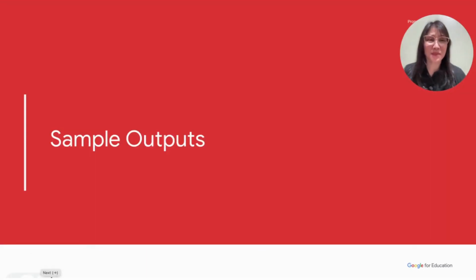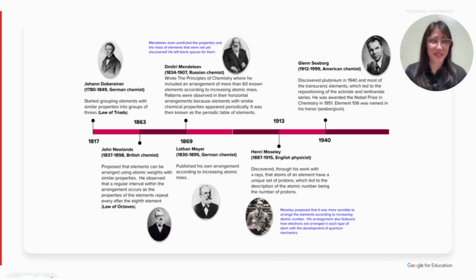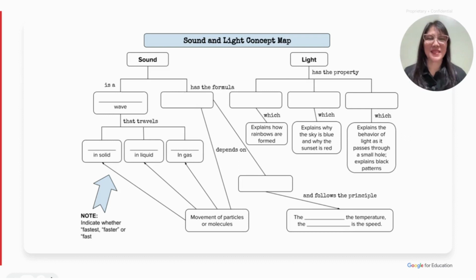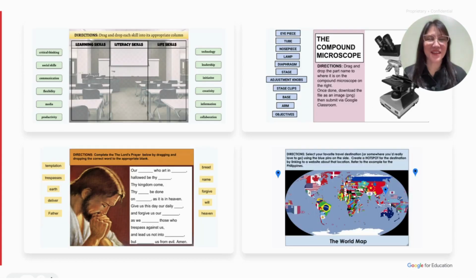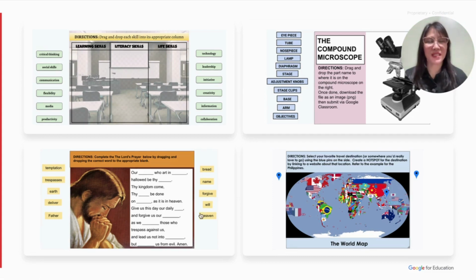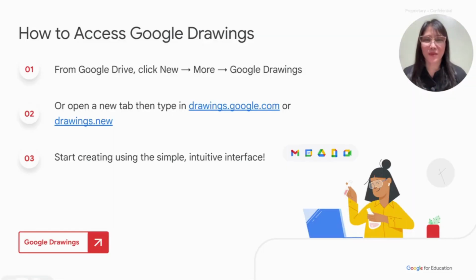I'd like to show you some sample outputs that I've actually used in my classes. So this is a timeline. And this one is actually an interactive activity, just a short activity before we started the discussion, just to check how much the students already know. And these are other interactive activities. I'll give you a copy of these files so that you can revise and edit as needed for your own classes. So let's now go to how to use Google Drawings.